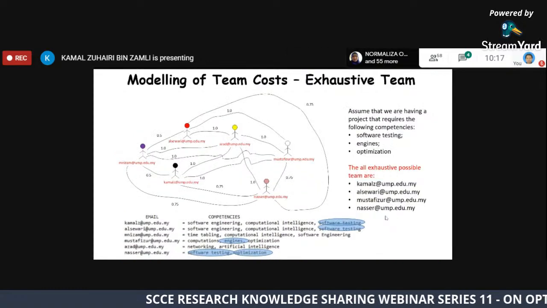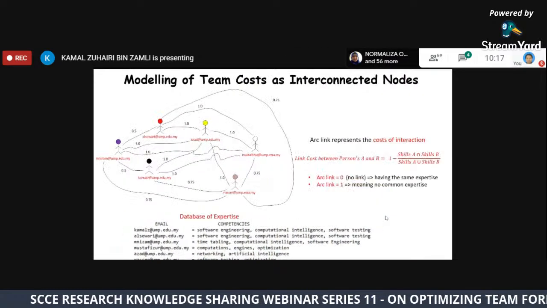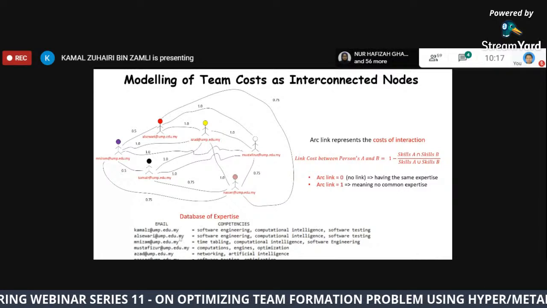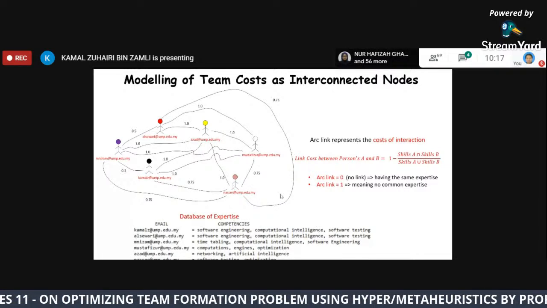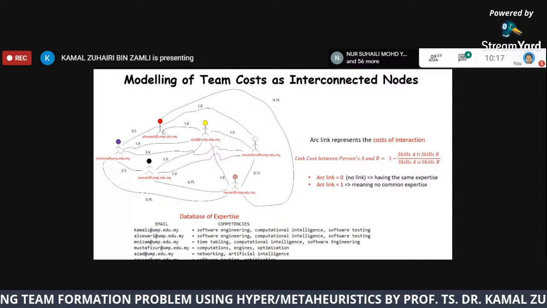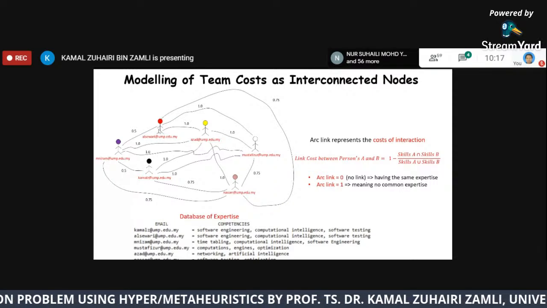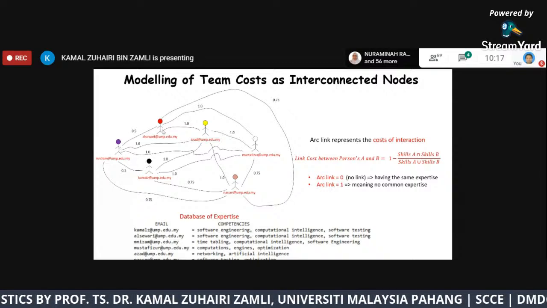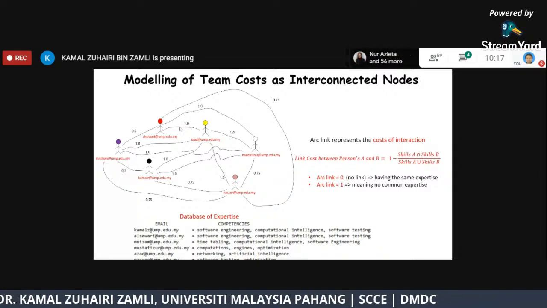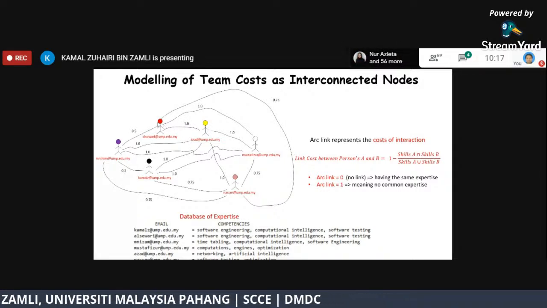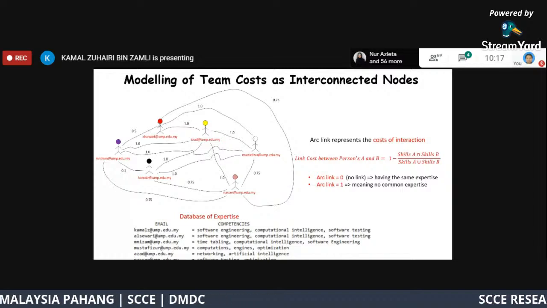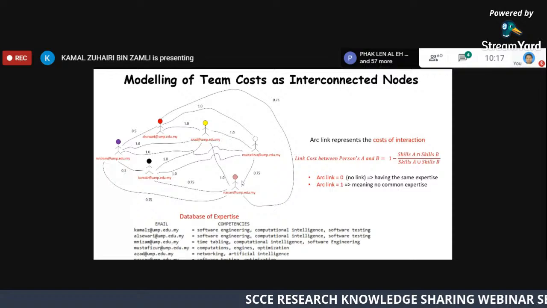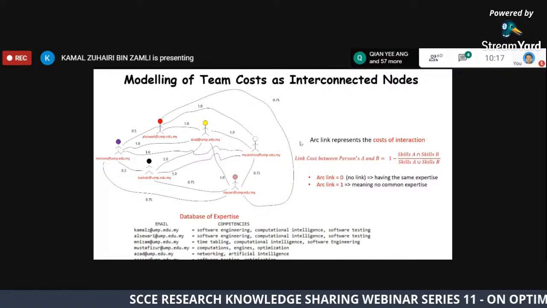Now, going back to the model, okay? So what we do is, from this database of expertise, we can form a graph linking cost for each of interaction between, for example, Aswari to Azad. What is the cost of interaction? And we find what is the cost of interaction from Aswari to Nasir, and so forth. Now, if you look at this, the arc represents the cost of interaction.